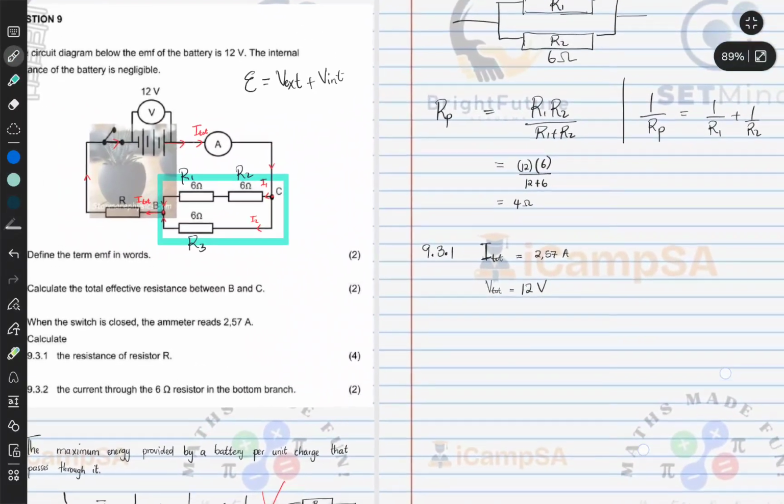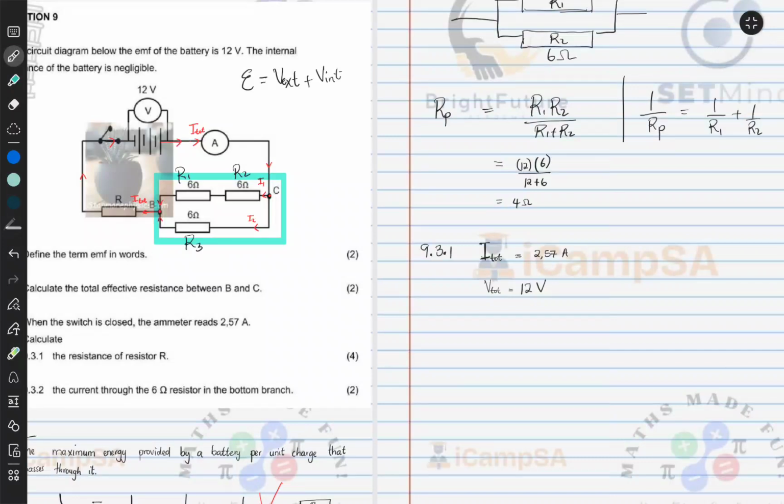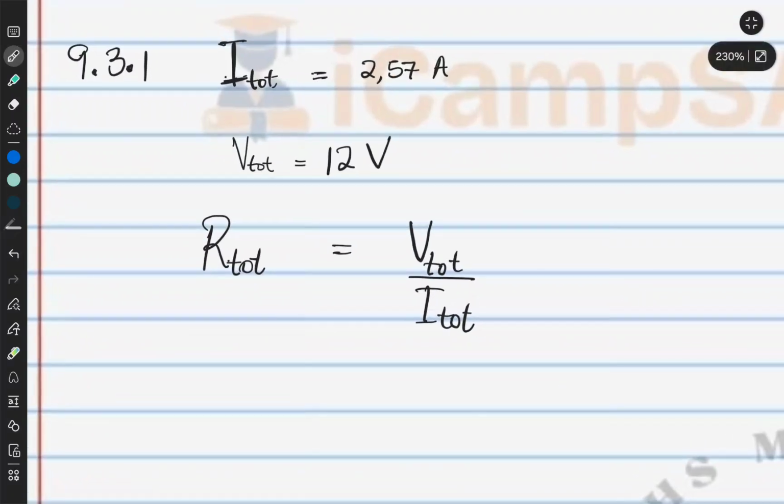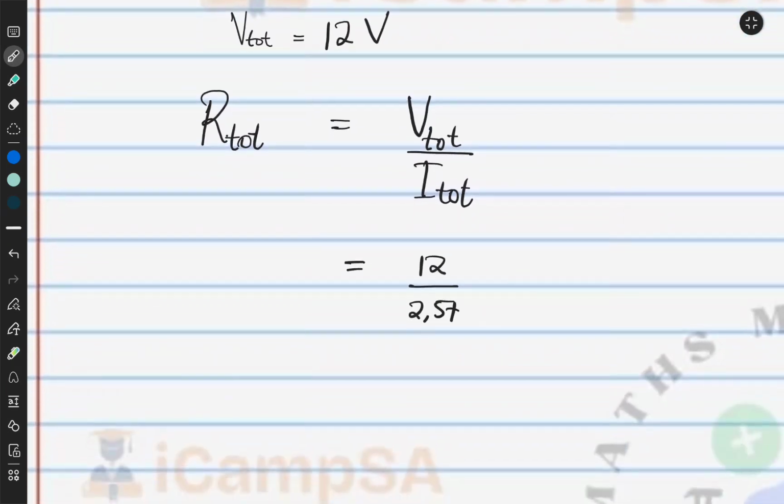So what we can do is, we know I total and V total. We can say R total, let's call it R tot, is equal to V over I, which is V tot. You don't have to write these tots, you can just say V over I. I'm just writing it for a mental note. And then V total is 12 over I, which is 2.57. If you punch this in your calculator, you should get 4.67 ohms.